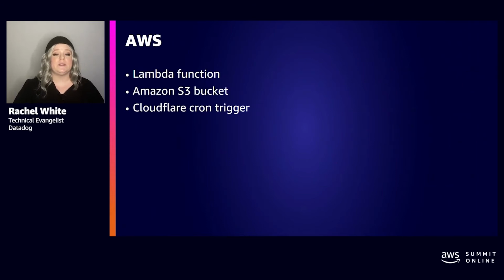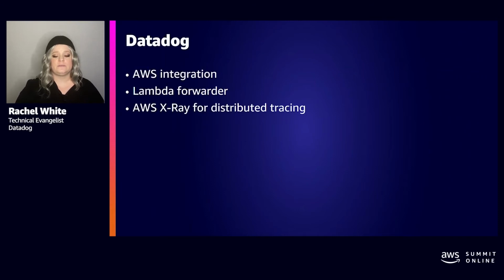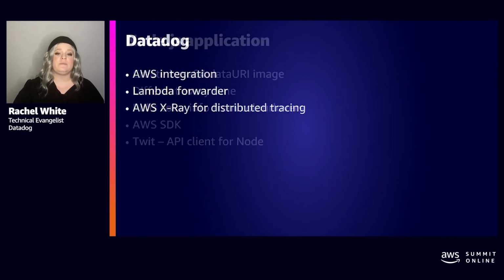For AWS services, we'll be using Lambda functions, a S3 bucket to store our generative images in case we would like to use them later, and a Cloudflare cron trigger for executing our function. On the Datadog side, we'll be walking through how to set up the Datadog AWS integration, Datadog Lambda forwarder, and also integrating AWS X-Ray for distributed tracing through our function.